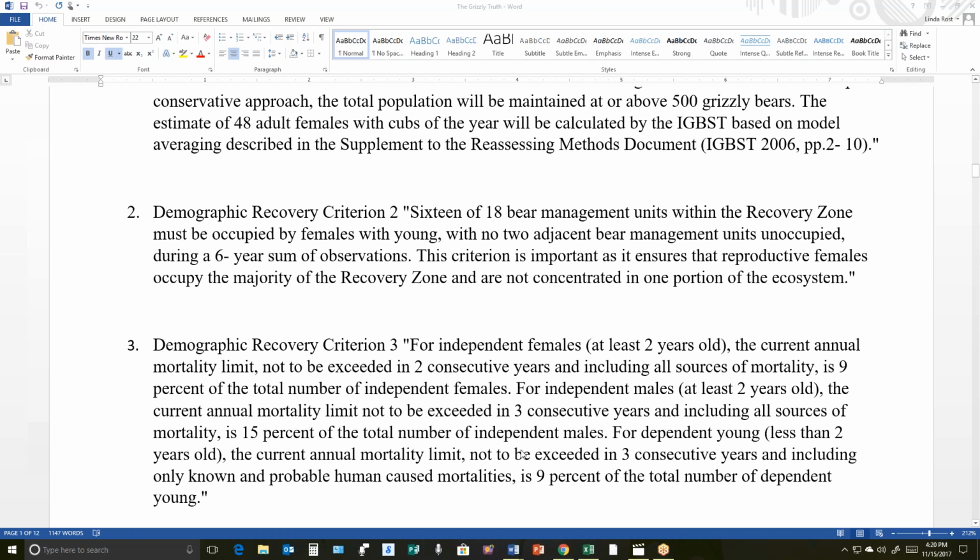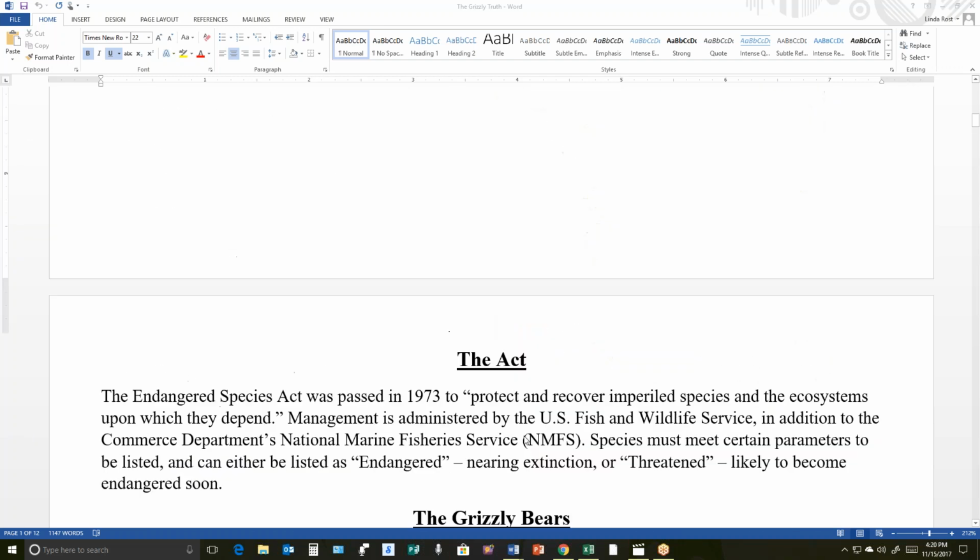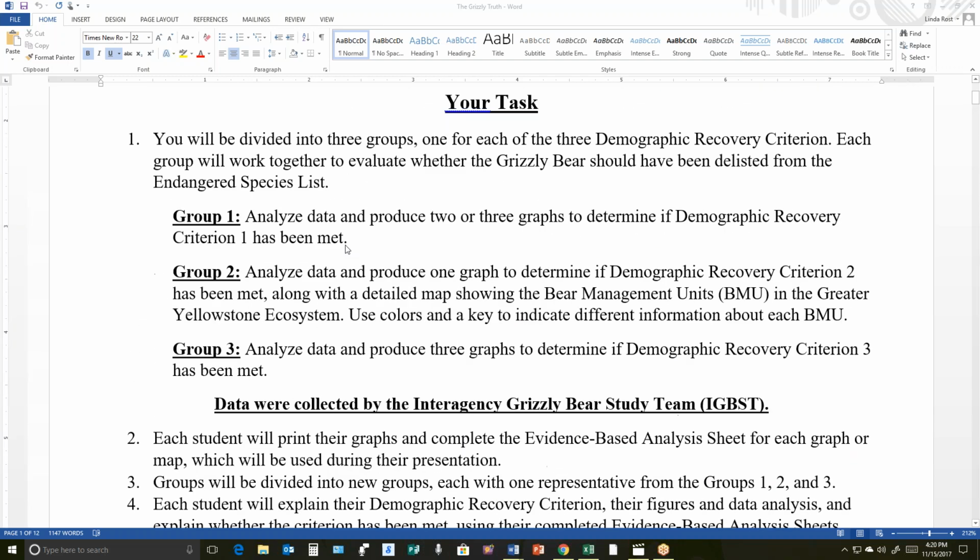So each criterion had their own group. So group 1 only looked at criterion 1 and the data for that. Group 2 looked at criterion 2, and group 3 looked at criterion 3. And so this was day 1. Each group had 6, because I have 18 in that class. So they just all got in a big group. They all had their Chromebooks, and I'll put the data up.